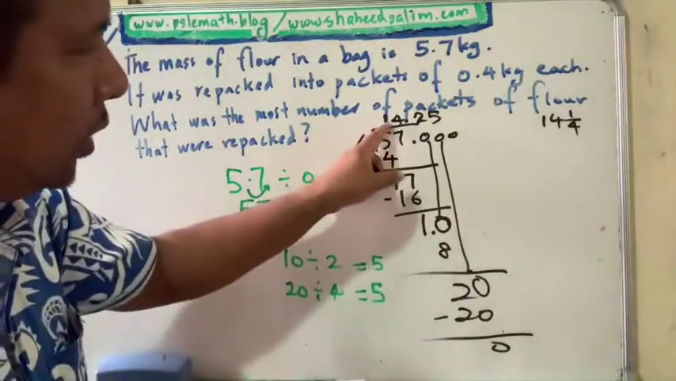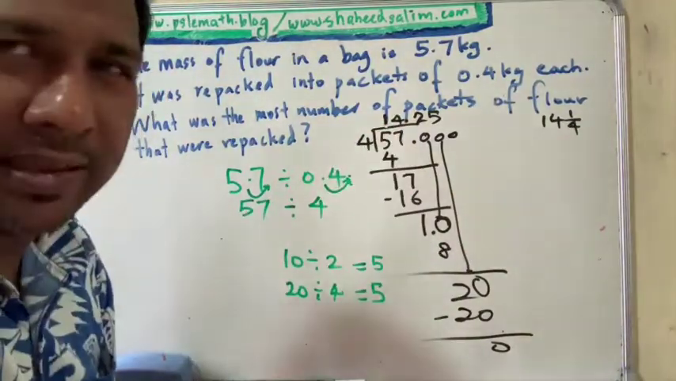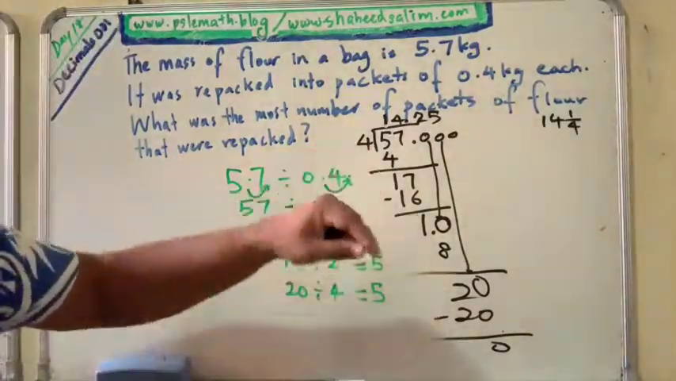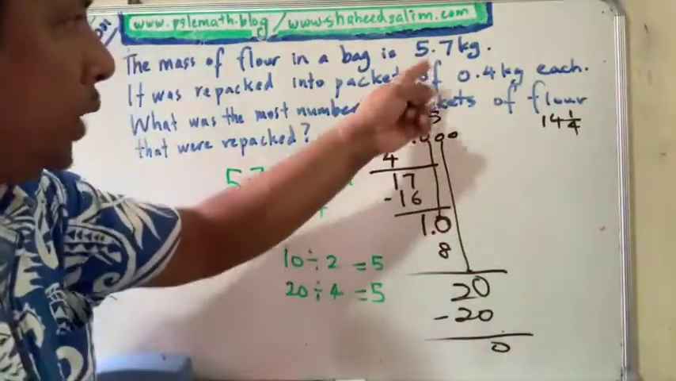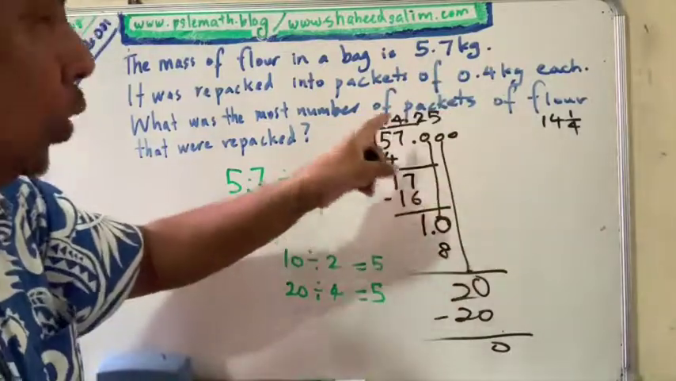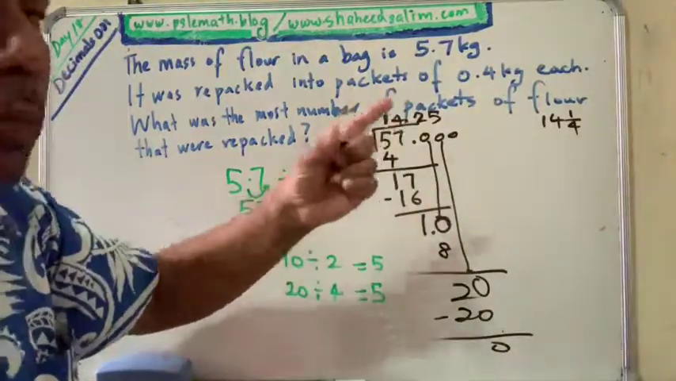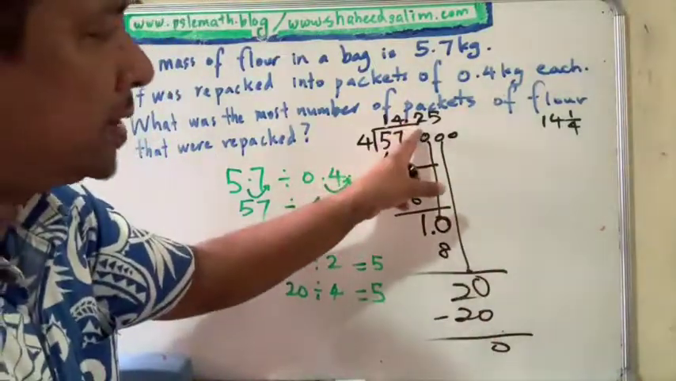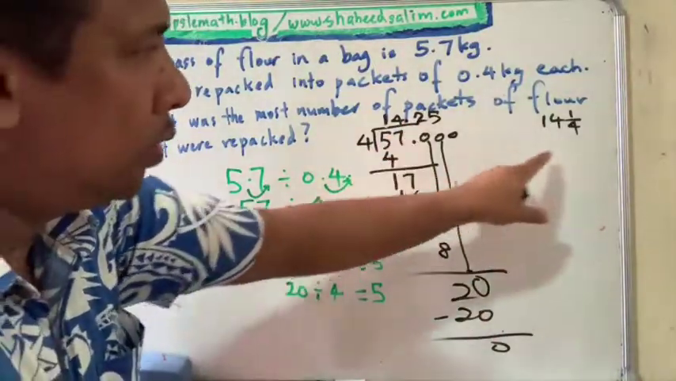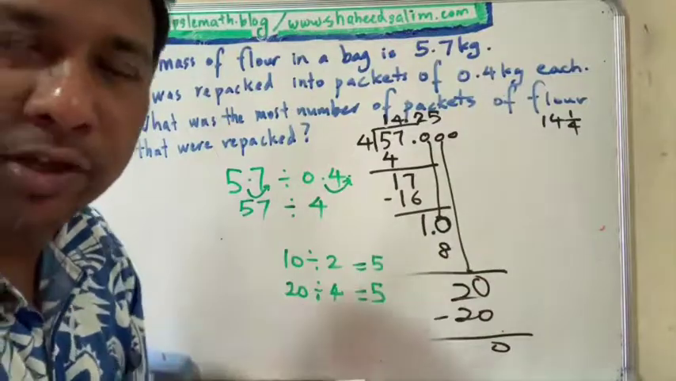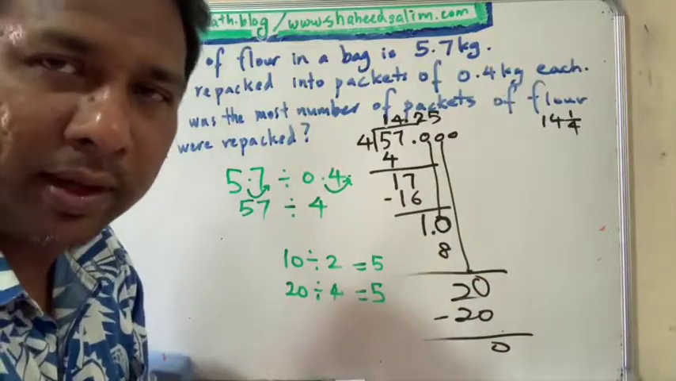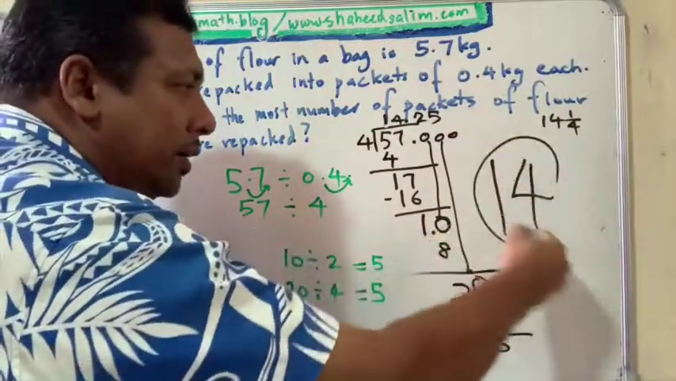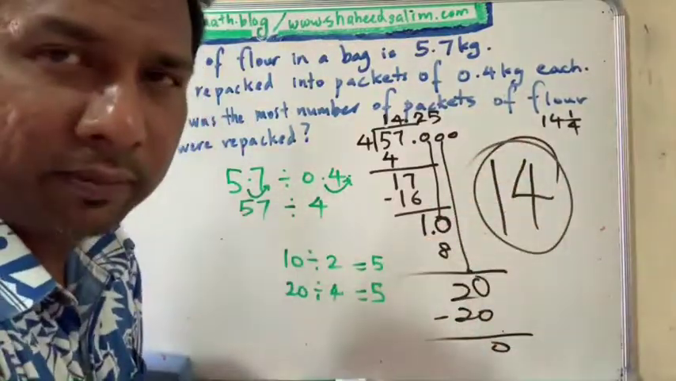So the answer is 14.25 packets. 14.25 packets, what does it mean? It means that when you repack 5.7 kg, you will get 14 full packets of 0.4 kg, and there will be some left over. 1/4 of that packet is actually left over. So your answer is the maximum number he can repack is 14. That's your answer.